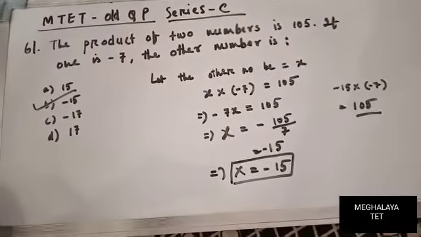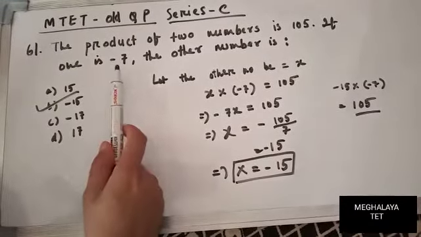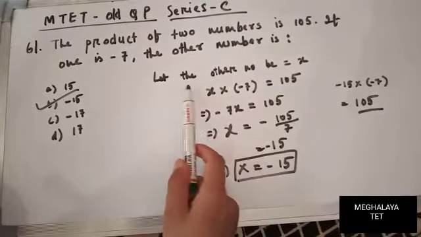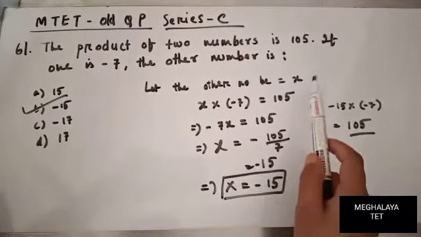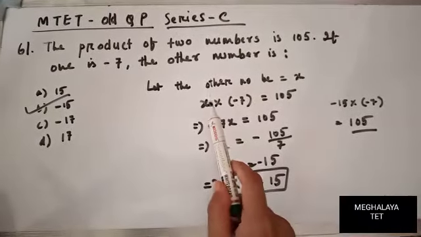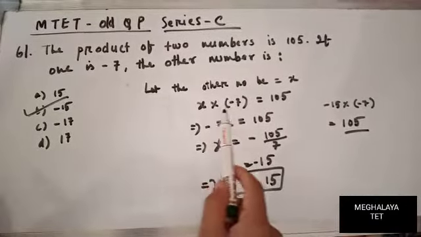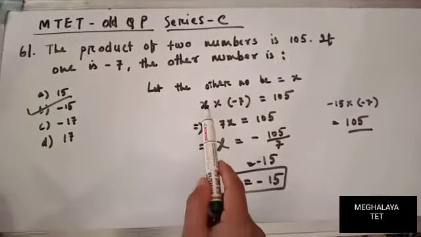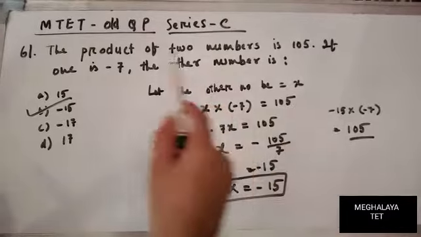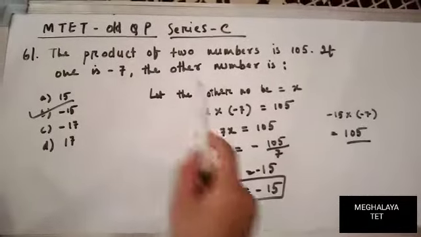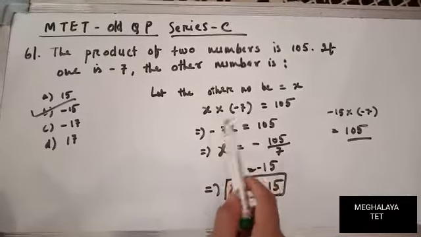They have given one number. The first number is -7, and the other number I have to calculate. So let the other number be x. I have just supposed that the other number is x. Then one number is given, so the other number into that number equals 105, because they have said the product of two numbers is 105. Product means multiplication.